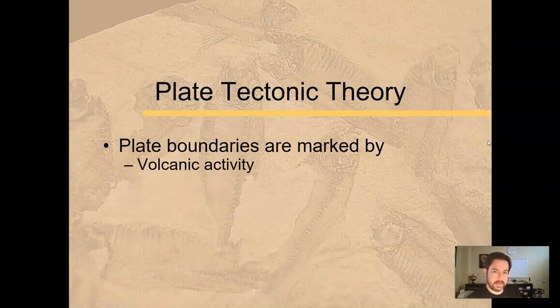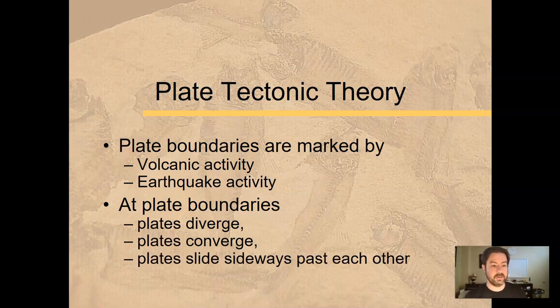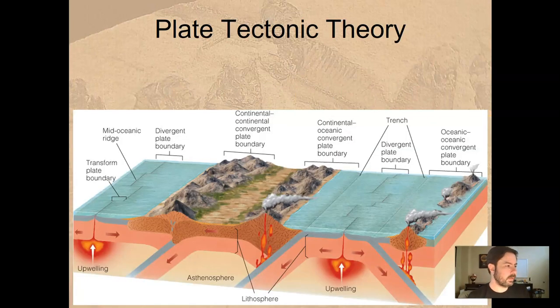So anyway, that's how you can kind of figure out where the edges of these plates are, where these boundaries are. Again, at these boundaries, plates diverge, so they move away from each other. They converge, they crash into each other, or they slide sideways past each other, and that's called a transform boundary. Here's a little image about these different boundaries and kind of where you can get different things.